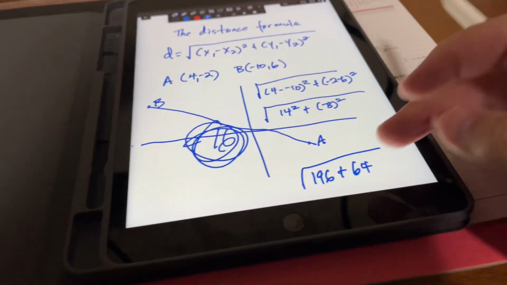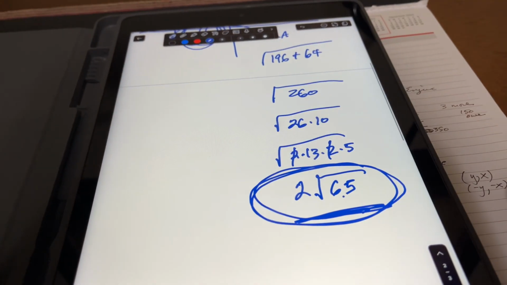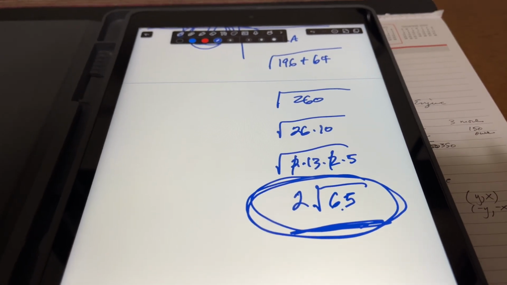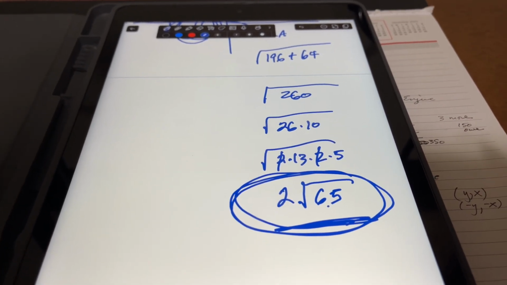That's what we're saying. The perfect answer is 2 times the square root of 65. That's the distance formula, the distance between two points.